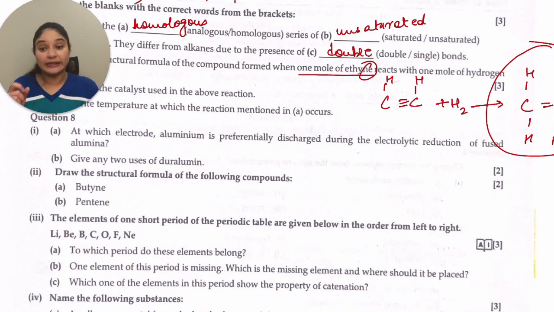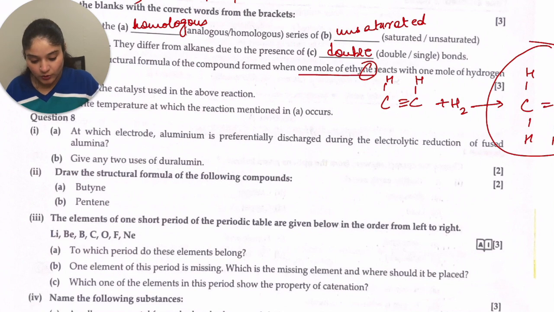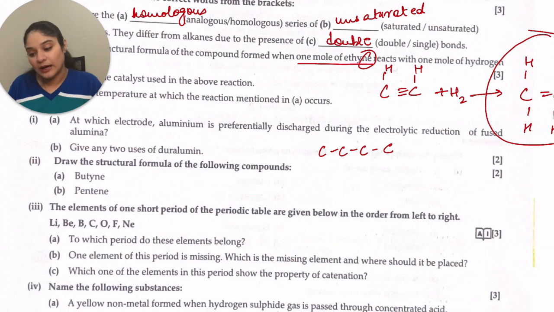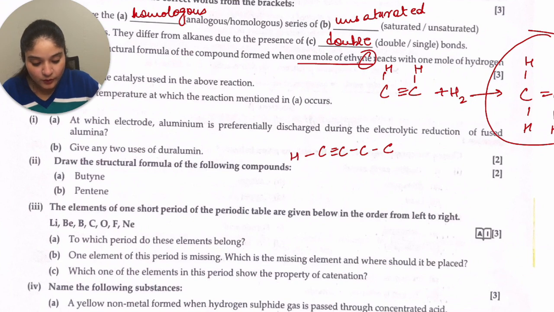Next is: draw the structural formula of the following compounds. You have butyne and pentene. Okay, but means 4. So the first thing you will do is make 4 carbons: 1, 2, 3, 4. Once you have that, they are talking about YNE, so you are talking about a triple bond. Since they have not mentioned any position of the triple bond, I suggest you go with the corner ones. So just make a triple bond here, and other than that, just balance out the hydrogens. So you will just need 1 hydrogen here. This does not need a hydrogen. 2 hydrogens here, and 3 hydrogens here, and that's it.